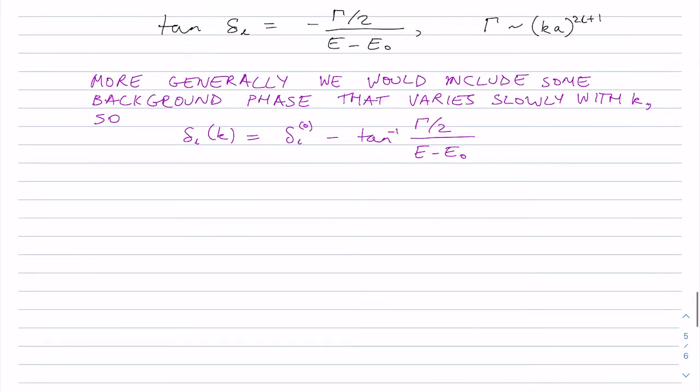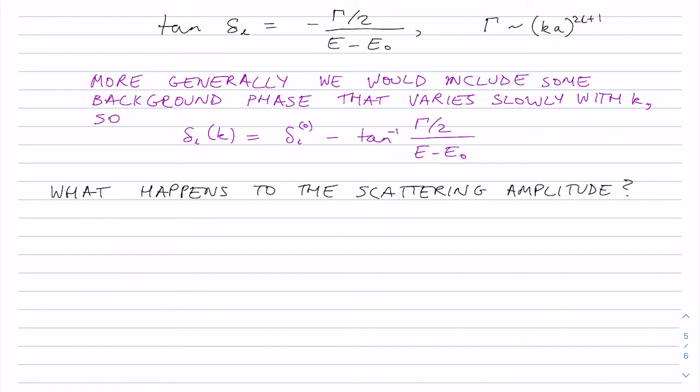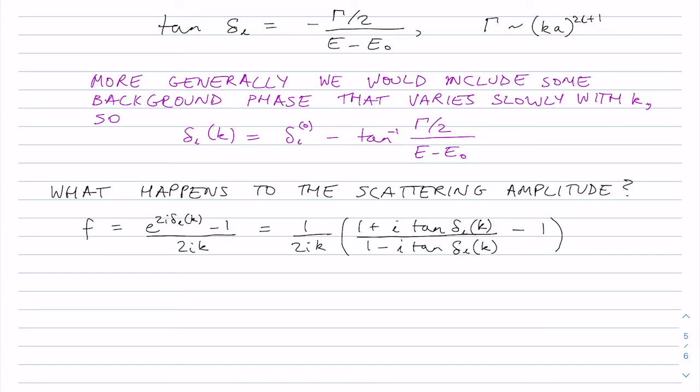So now that we know what our phase shift is doing, we can look at what happens to the scattering amplitude. Now there exists an expansion of exponentials in terms of tans, and it looks like this, which is useful for us.